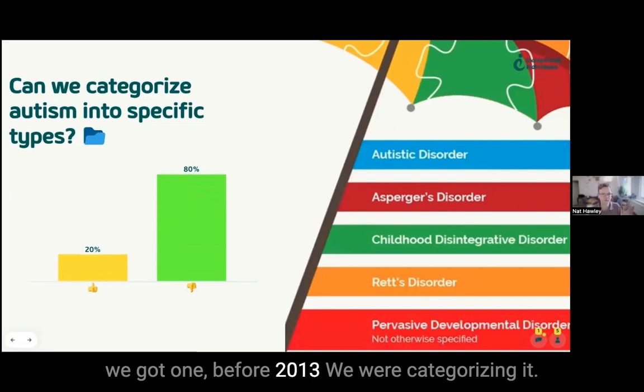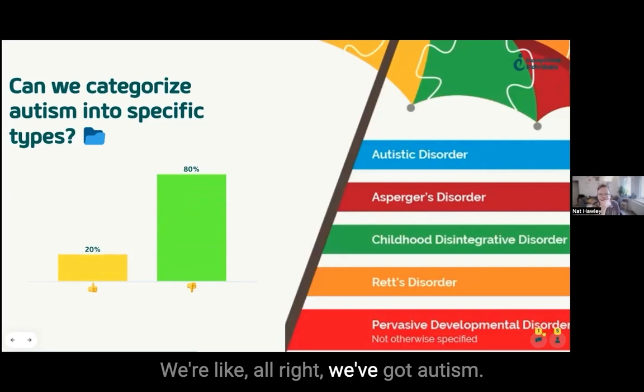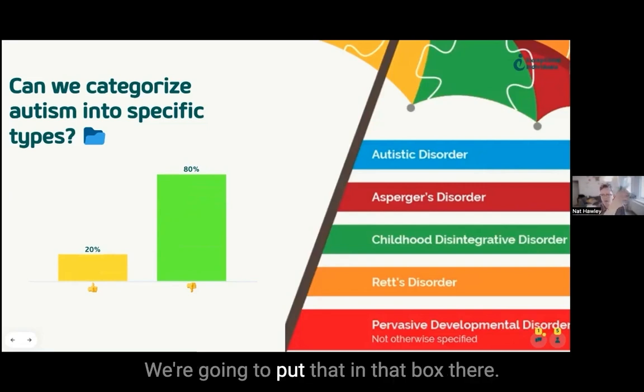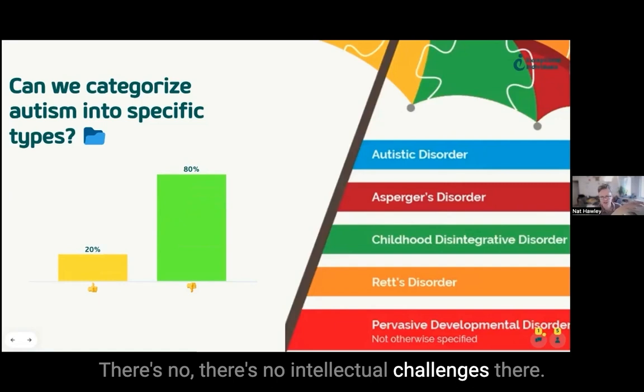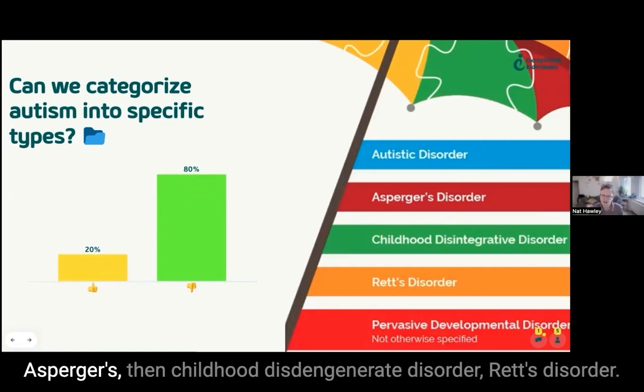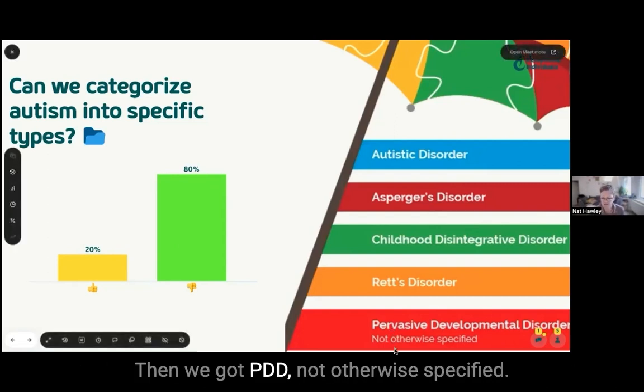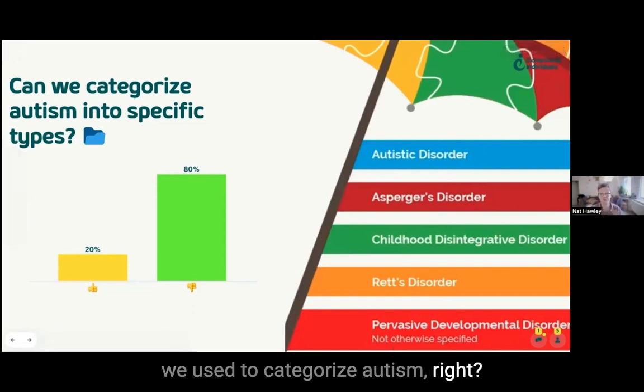Before 2013, we were categorizing it. We're like, all right, we've got autism. We don't want to put that in that box there. Asperger's disorder. Well, okay, we've got people who seem to be very capable, but don't quite fit in. There's no intellectual challenges there. Okay, Asperger's, then childhood degenerative disorder, Rett's disorder. Then we got not otherwise specified. We used to categorize autism, right?